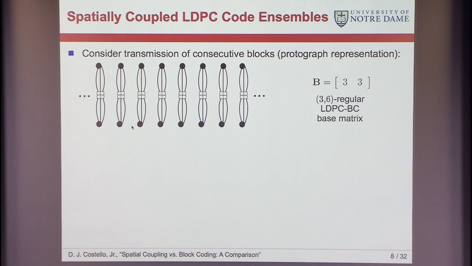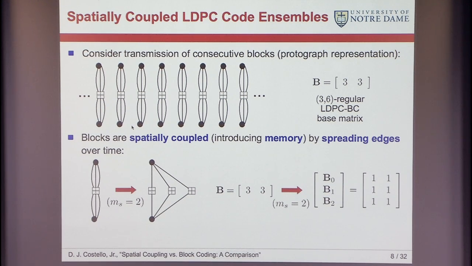Here's a base matrix with the corresponding protograph. This is of a multi-edge type. It's just one way of representing a 3/6 regular block code. And we can consider transmission of code words successively from code words drawn from this ensemble.